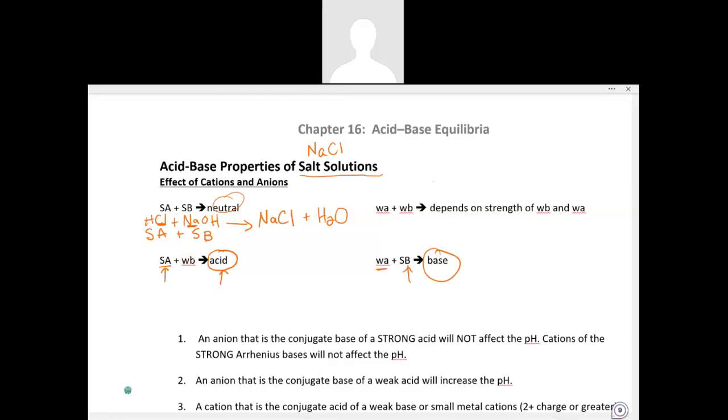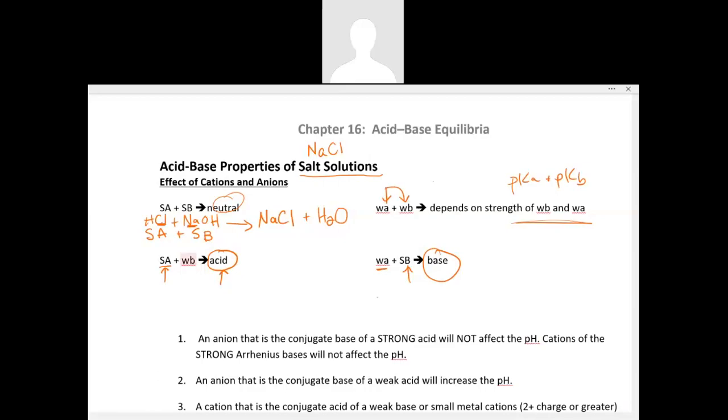The only time when you have to look a little bit further would be, say, we have a weak acid and a weak base. We need to know pKa and pKb values to be able to solve for hydroxide and hydronium ion concentrations at equilibrium to see which we would have more of. But in general, you should be able to make these types of determinations.